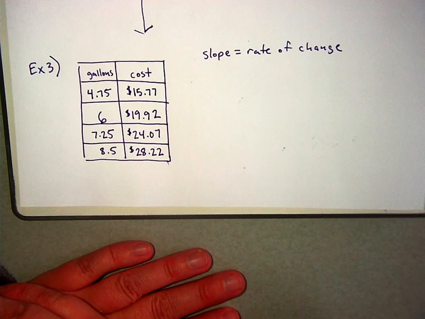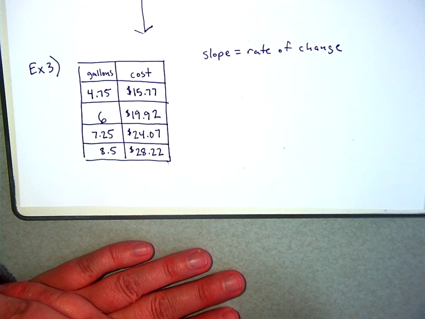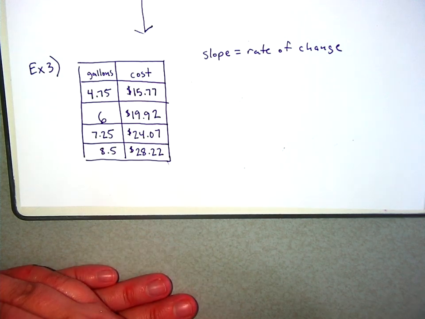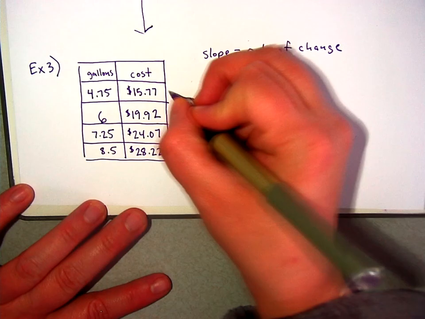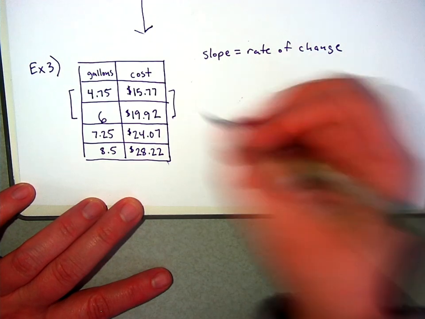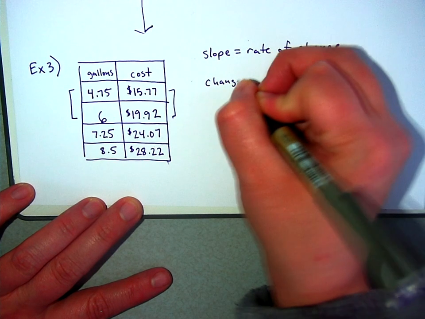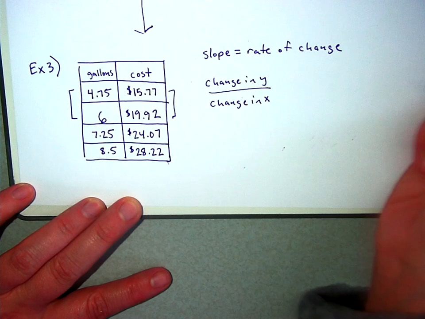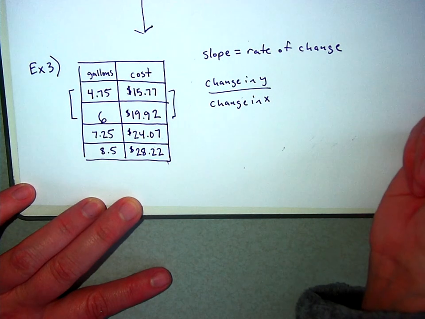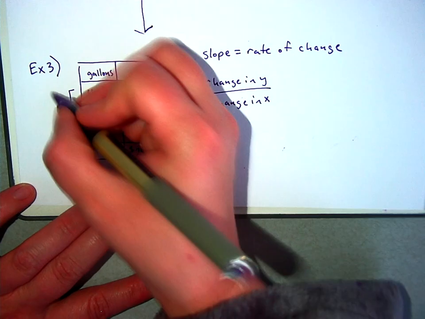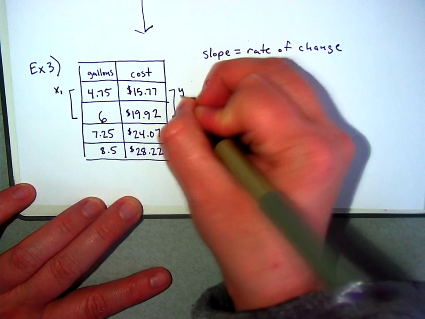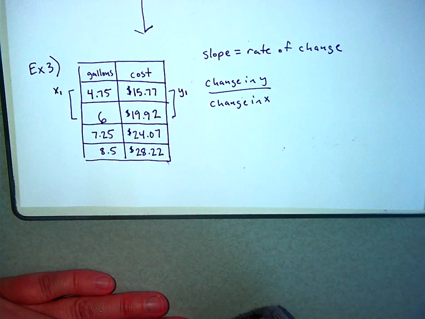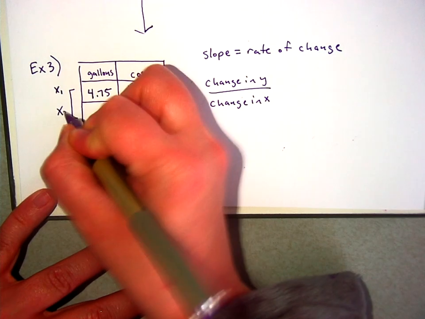Okay. So how do I find out the rate of change in this situation? How do I find the slope? Any ideas? What were you saying? Cost over gallons. Yeah, how the cost changes versus how the gallons change. So this is going to be the change in y over the change in x, which is the same thing as rise over run. We've got to pick 2 points. I'm going to call this one x1 and y1 over here. This one x2 and y2 over here.